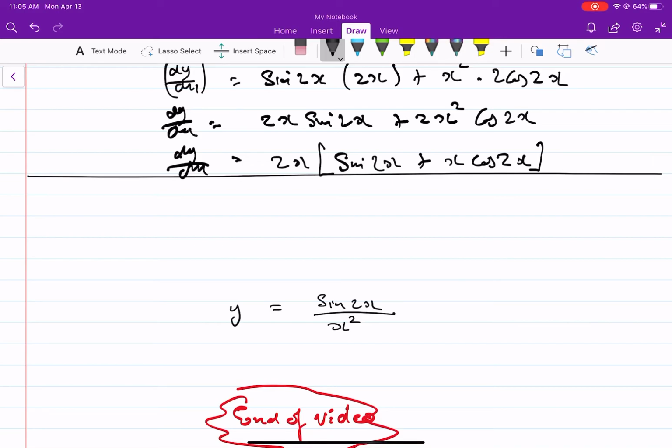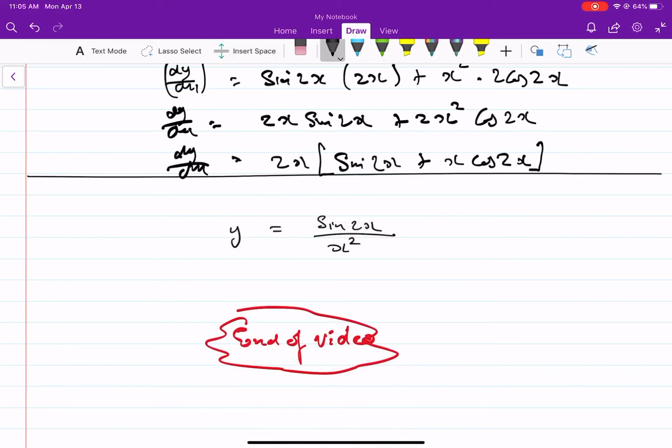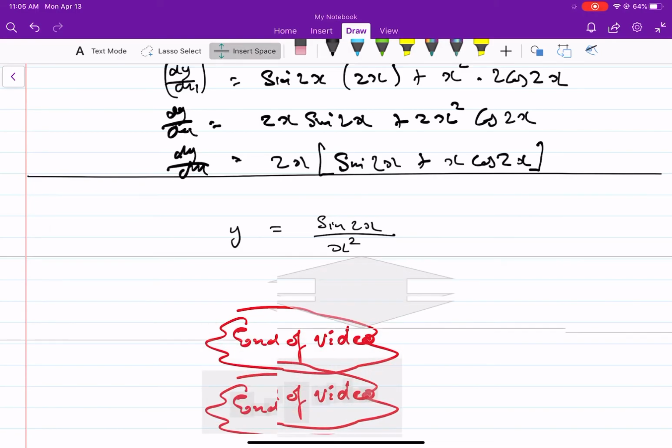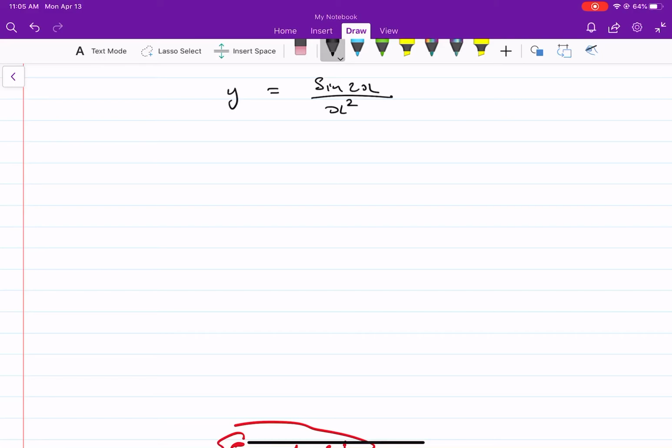Here's another one. Y is equal to sine 2x upon x squared. Well, the numerator is a function of x. It's a trig function, but it's a function of x nonetheless. The denominator is also a function of x. It's a polynomial function, but a function of x nonetheless. So you would never guess what rule is required here. I know you know. The quotient rule is clearly required here.